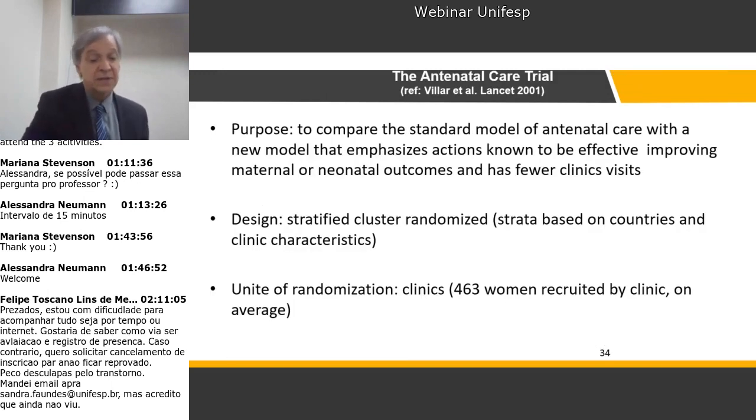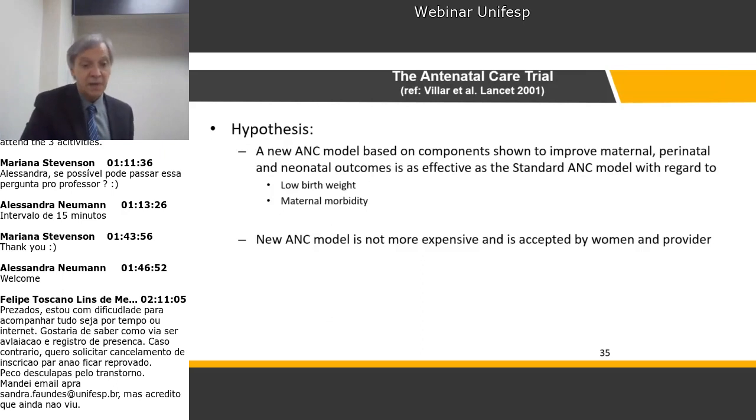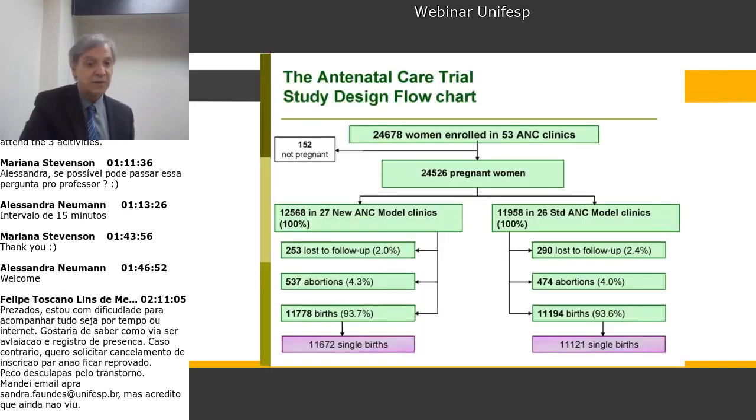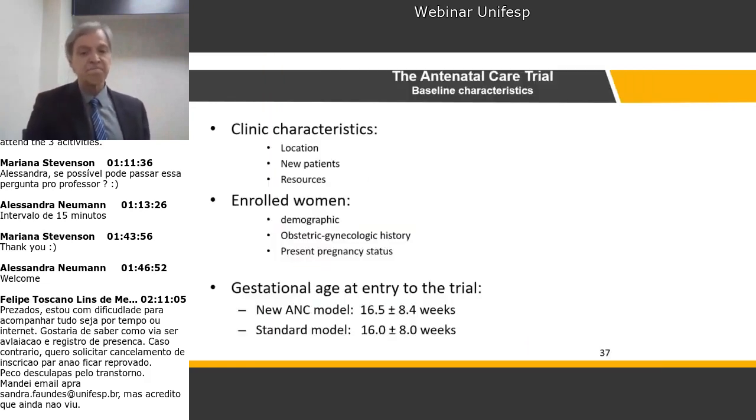I want you to see that. Here is another one, where the unit of randomization is the clinic, with 463 women recruited per clinic on average. And you have the ANC model. You have abortion, that's your interest, in an antenatal care trial. There's a paper, I put the reference, you can look it up. You end up with that many single births in each group, okay? The new ANC model clinic is a full strategy. It's called the new ANC model. And the standard ANC model clinic is the standard clinic, the standard treatment for pregnant women.